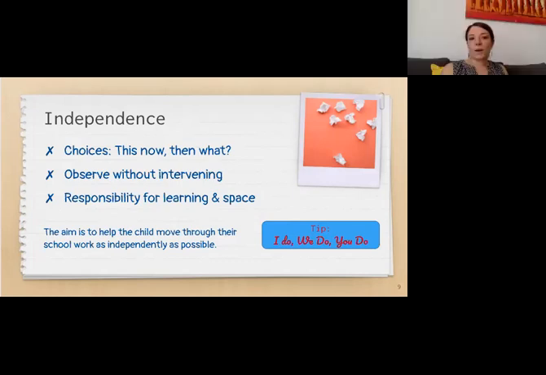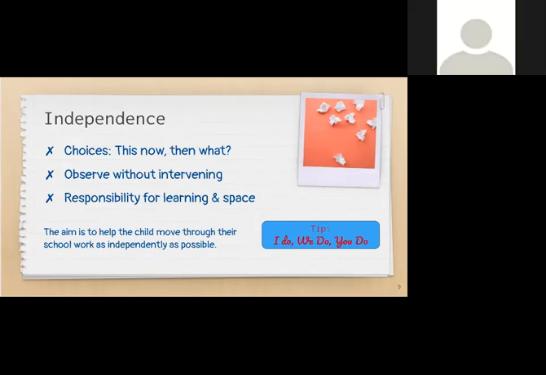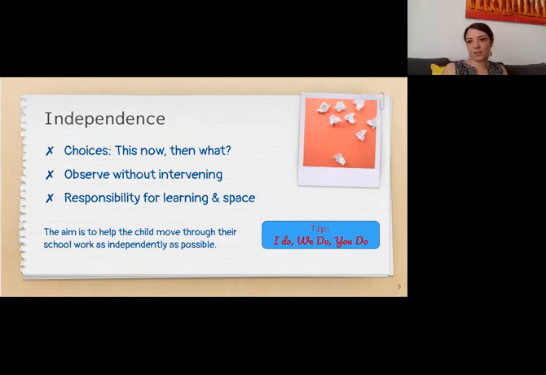Okay, number one is choices. It is important to give children some choices about how they are going to learn, when they are going to learn, and even what they are going to learn. So this says, this is what we're doing now. And you can ask the child, what are we going to do next? Here are your choices.